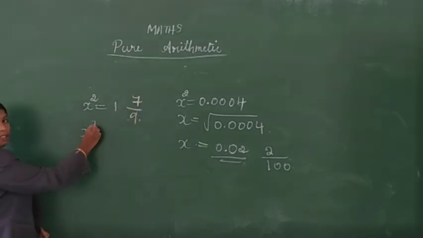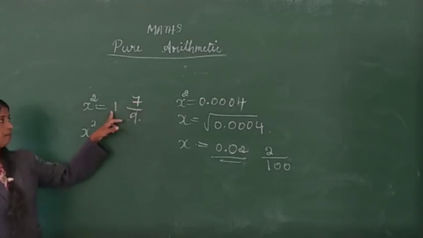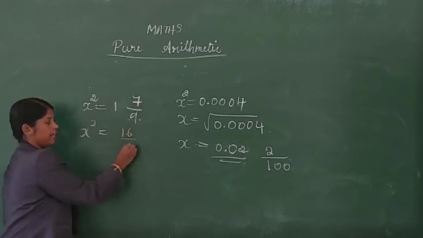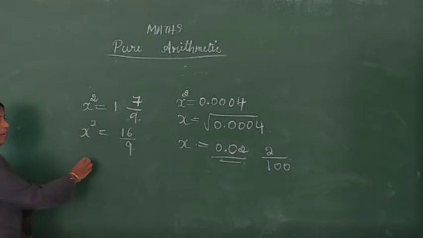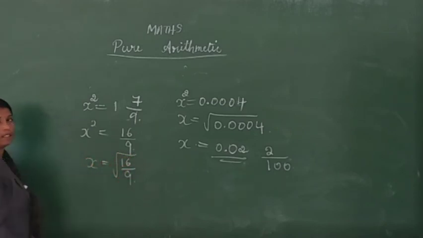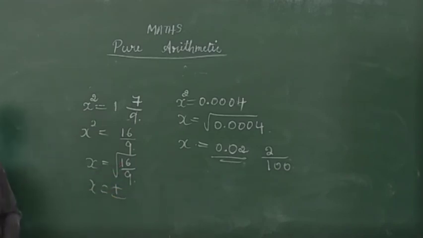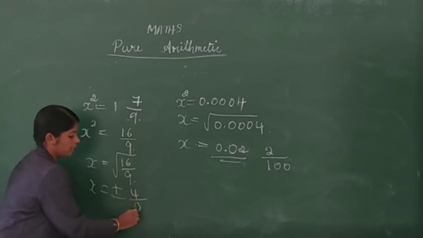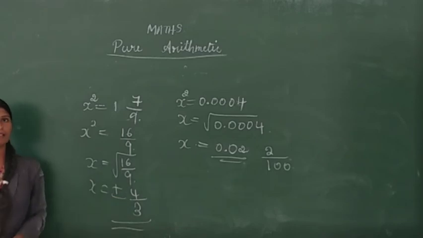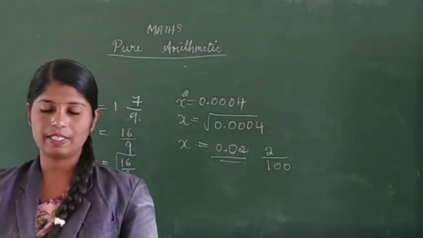So x square is equal to, converting to an improper fraction, 9 ones are 9, 9 plus 7 is 16. 16 divided by 9, right? So x is equal to the square root of 16 divided by 9. So x equals plus or minus, square root of 16 is 4 and square root of 9 is 3. Directly, we can say that it is in the form of A by B, a rational number. So we have completed this chapter.